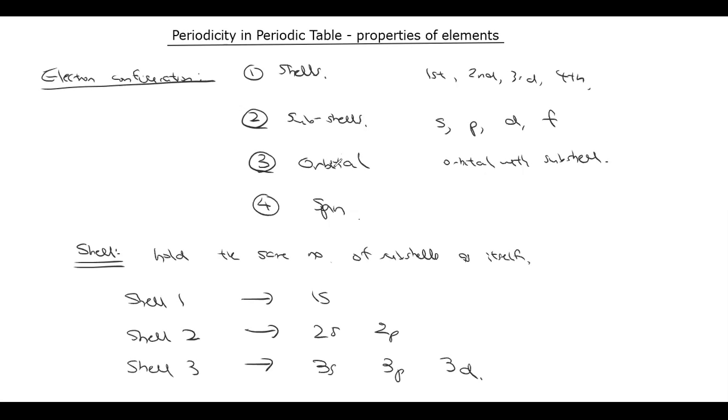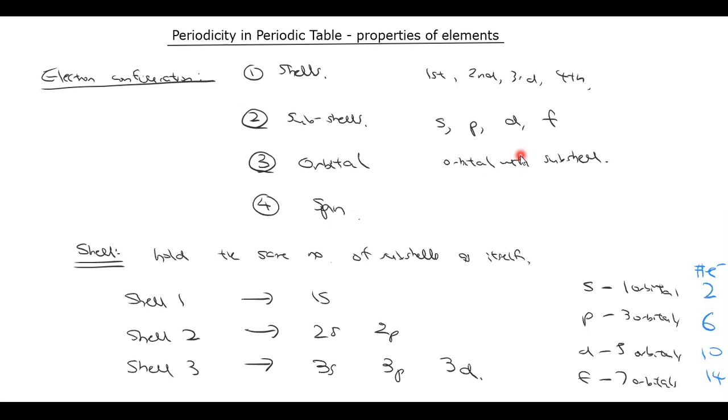Now, each subshell can hold a certain number of orbitals. Subshell S can hold 1 orbital, subshell P can hold 3 orbitals, subshell D can hold 5 orbitals, and subshell F can hold 7 orbitals. You can probably see the pattern here. It's just going up in the odd numbers. But each orbital can hold 2 electrons. So in terms of simplifying it, the number of electrons held would be 2 by the s subshell, 6 in total by the p subshell, 10 for the d, and 14 for the f.